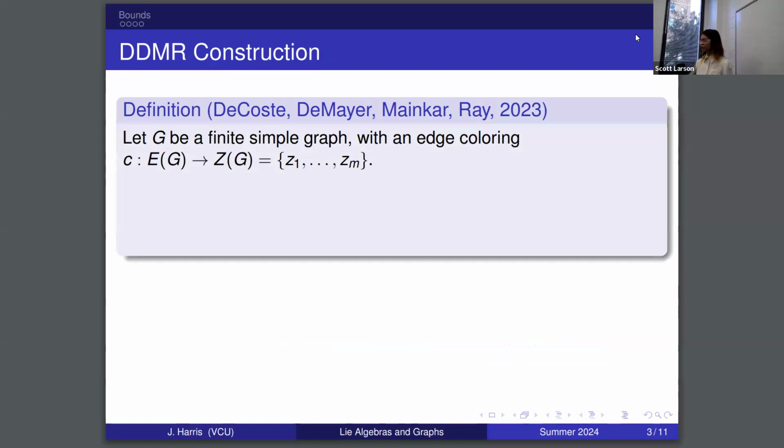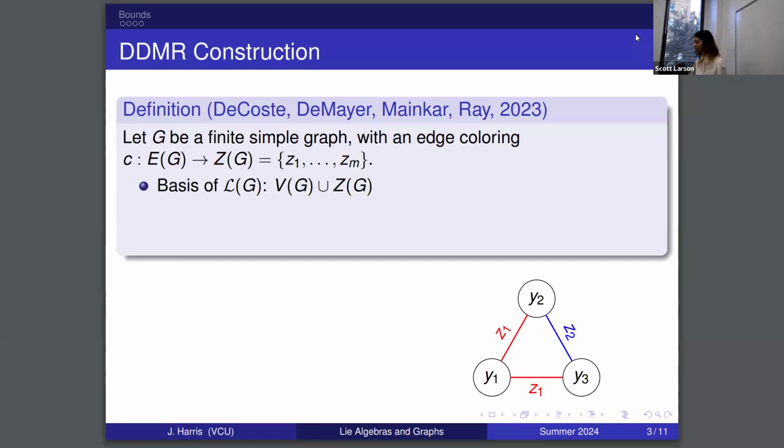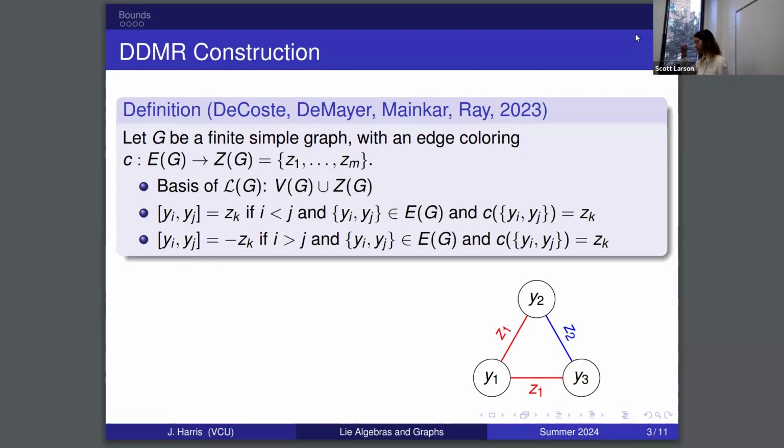The DDMR construction stands for DeCoste-DeMayer-Mainkar-Ray, the people who came up with this. This is a bit of a generalization where, rather than just a simple graph, we can now actually do things with edge colorings. So rather than y1, y2 evaluating to the edge, it might evaluate to the color red, which it might share with many other vertices or edges. Like here, we have a graph where there are 2 red edges. And so the brackets evaluate to the color rather than to something specifically defined by those vertices.